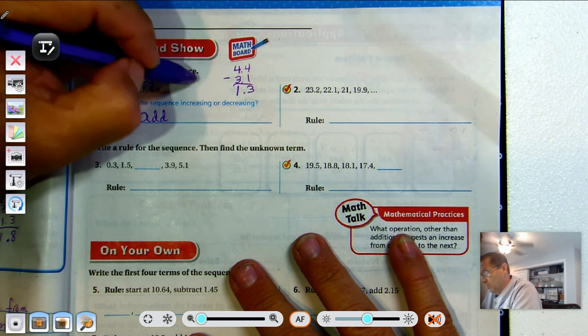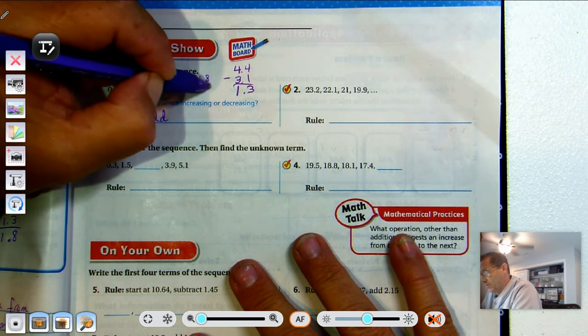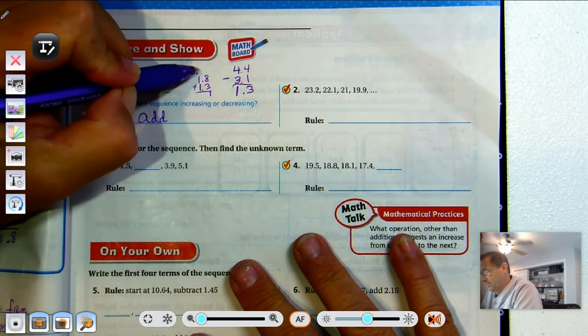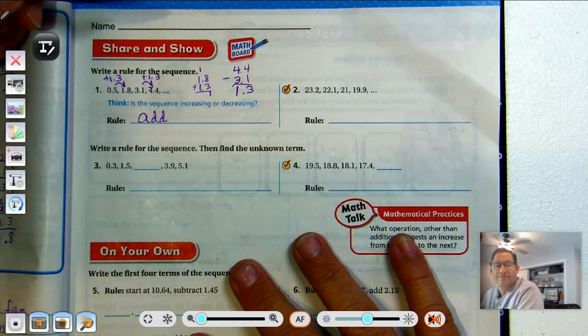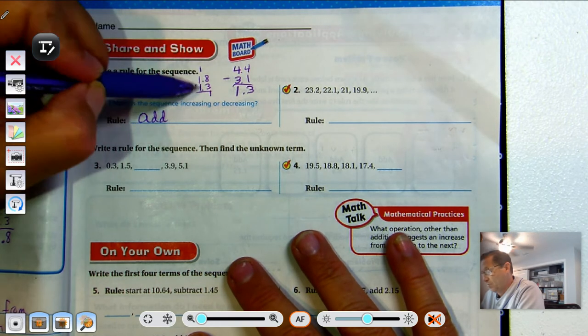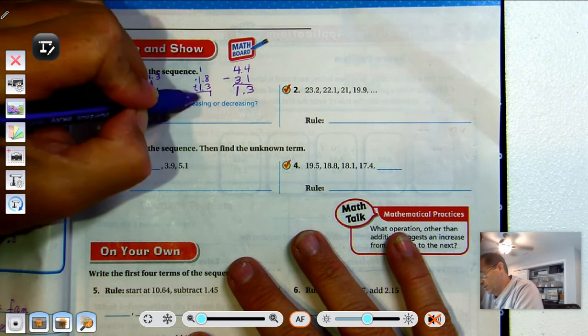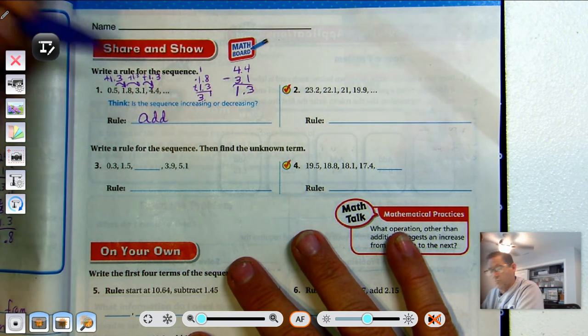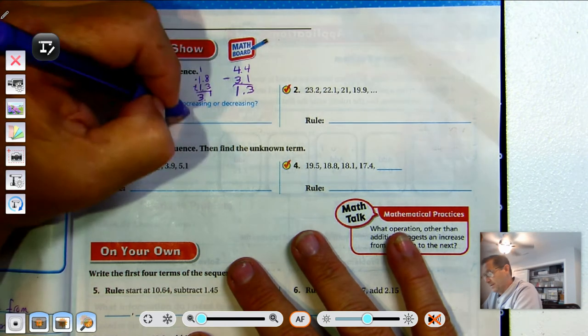So is 1.8 plus 1.3 3.1? 8 tenths plus 3 tenths is 11 tenths. Regroup that as 1 one and 1 tenth. 1 plus 1 is 2, plus the regrouped 1 is 3. Okay, so what's our rule? Add 1 and 3 tenths.